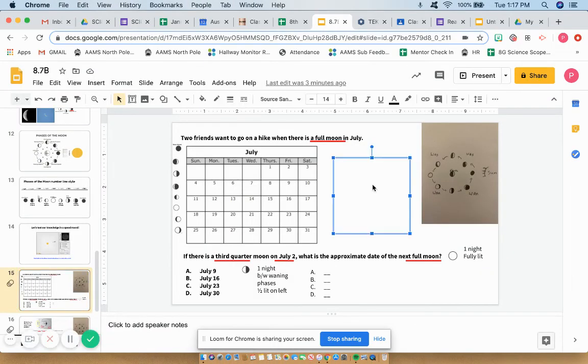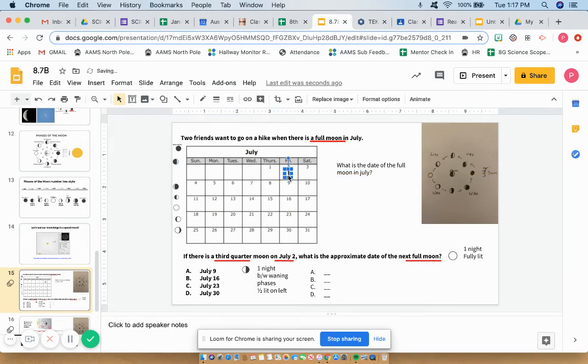So the question is basically asking us, what is the date of the next full moon? Or what is the date of the full moon in July? So it's basically asking us to calculate how many days it will take for the moon to transition from a third quarter moon to a full moon. And we're going to start by plotting our third quarter moon, light on the left, on July 2nd.